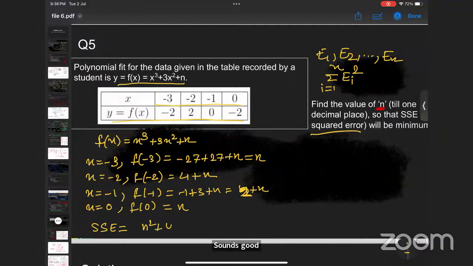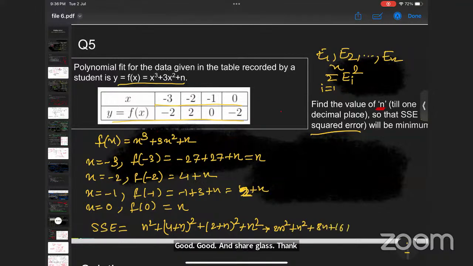Square of this and the sum of it. Plus 2 plus n square plus n square, right? And if we simplify this, what will be? n square plus 8n plus 16 plus n square plus 4n plus 4, right? So it will be 4n square plus 12n plus 20. So we can take 4 as common, right? Yes, so that's n square plus 3n plus 10.